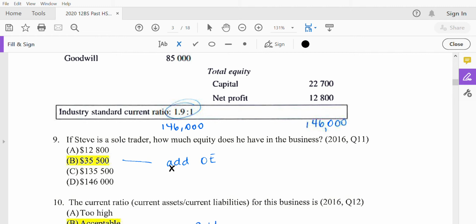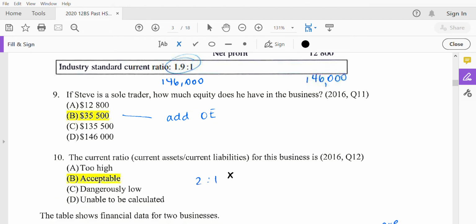So with 9, if Steve is a sole trader, how much equity does he have in the business? Now, I think it should have just been if Steve is a business owner. I think the sole trader bit threw some people off. However, all you do here is add up the 22,700 plus the 12,800, and that's your owner's equity.